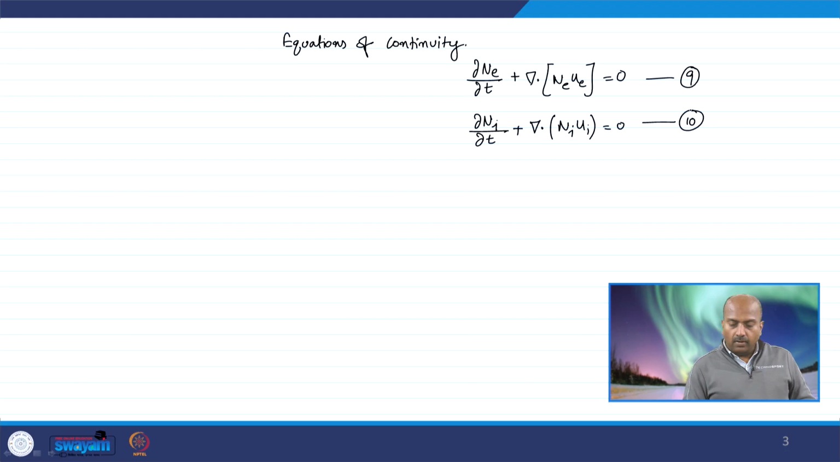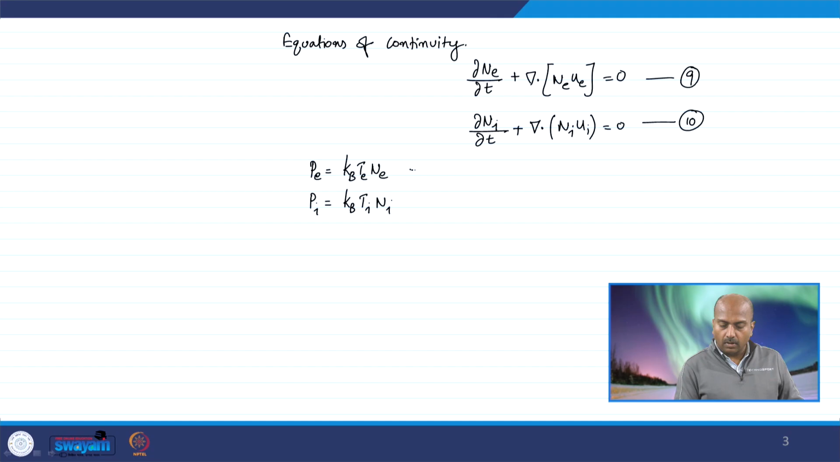Okay, and then we can have the equation of state, or thermodynamical quantities or the kinetic properties of plasma, expressed in terms of equation of state, which are Pe is equal to Kb Te Ne, and Pi is Kb Ti Ni. 11, 12.